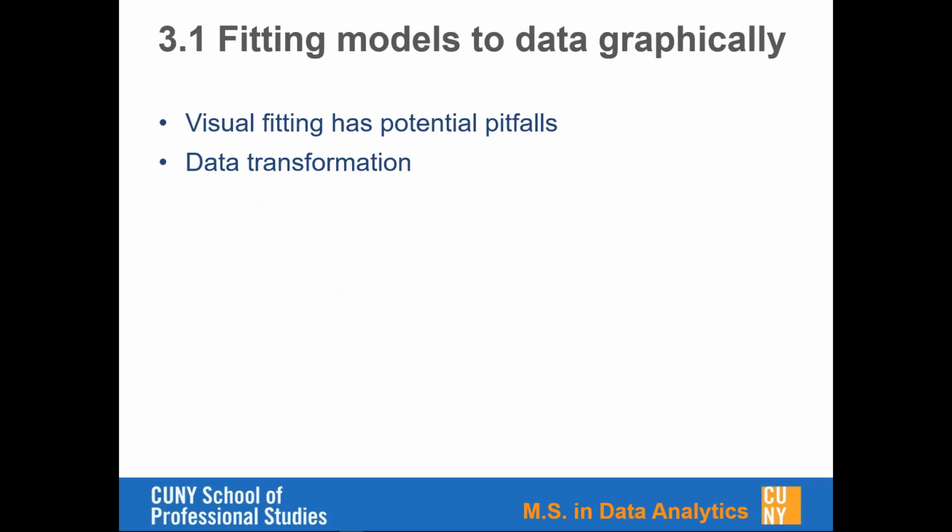And then visual fitting has potential pitfalls, as we know. It can't be perfect because you don't use certain criteria to evaluate how good the model itself is. And then occasionally you have to do data transformation just because it may not be a linear relationship. After data transformation, you would be able to build a linear model.